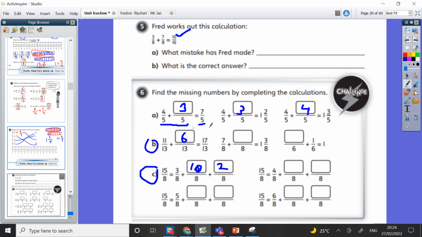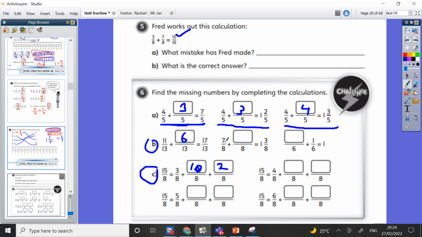Actually, in question A, this is the same thing as the first part, but here they have increased it. It's not 1 whole and 2 over 5, it's 1 whole and 3 over 5, which means another part is added. So instead of 3 here, you have to write 4. Let's see part B. 11 over 13 plus 6 over 13 equals 17 over 13.